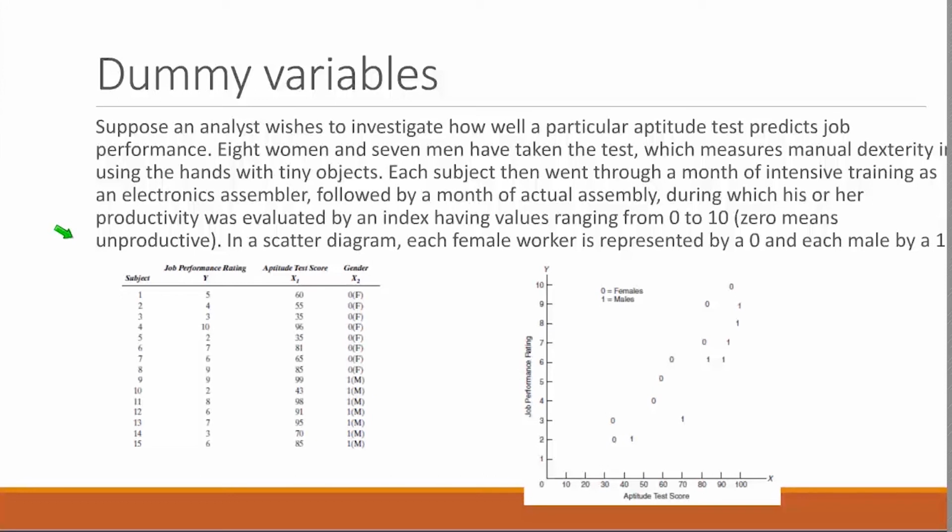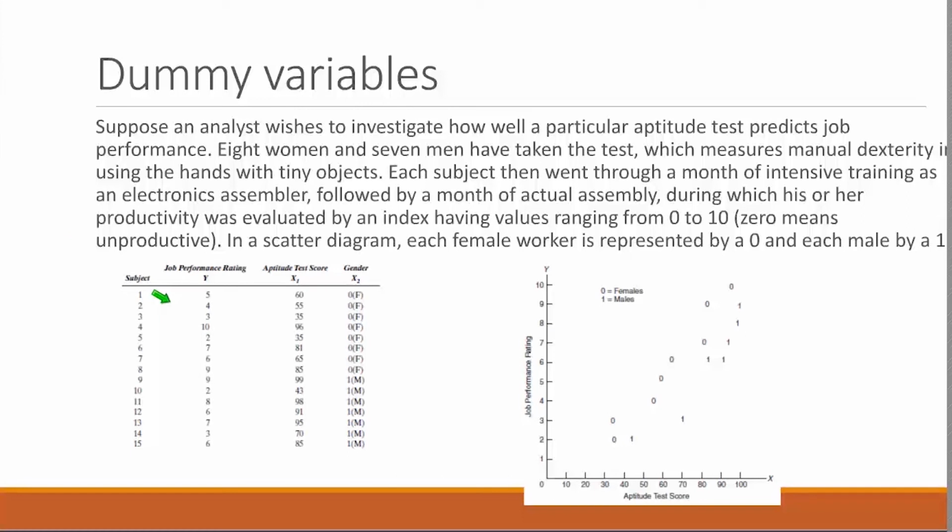0 means unproductive. In a scatter diagram, each female worker is represented by a 0 and each male by a 1. Now think about the variables we have and think about the data we're looking at. So the Y variable will be the performance rating.